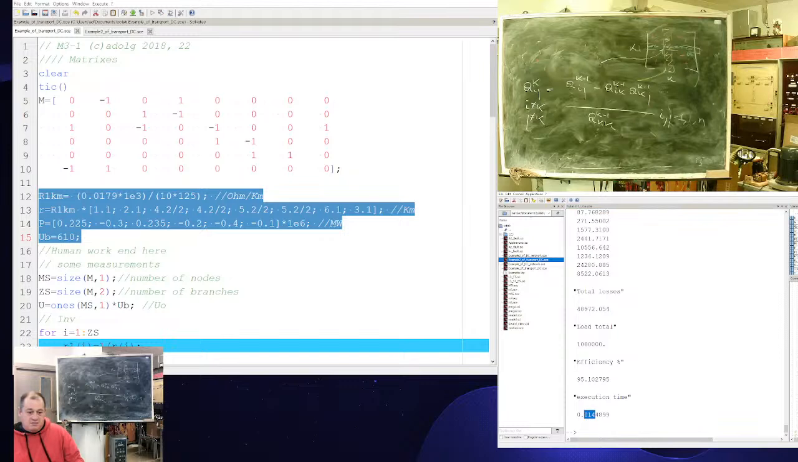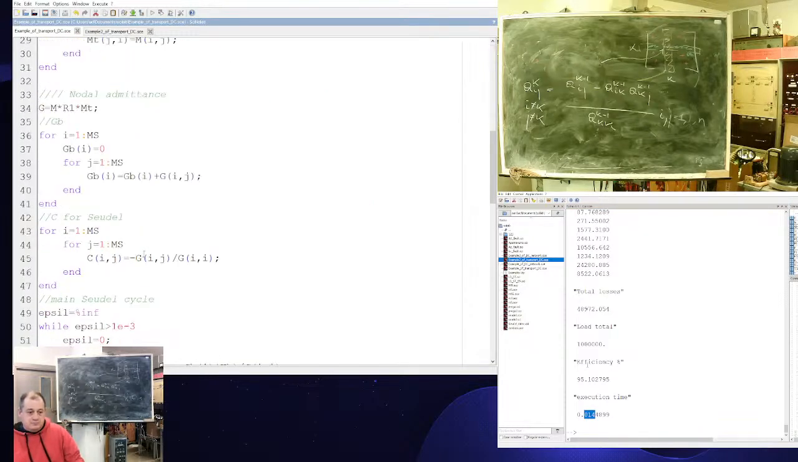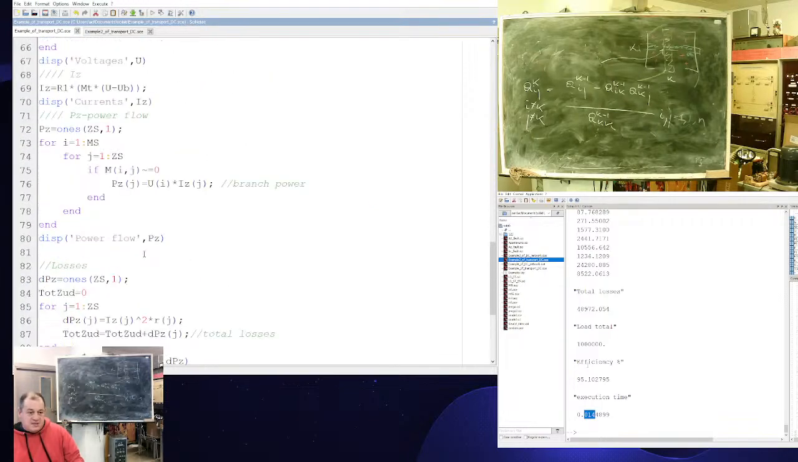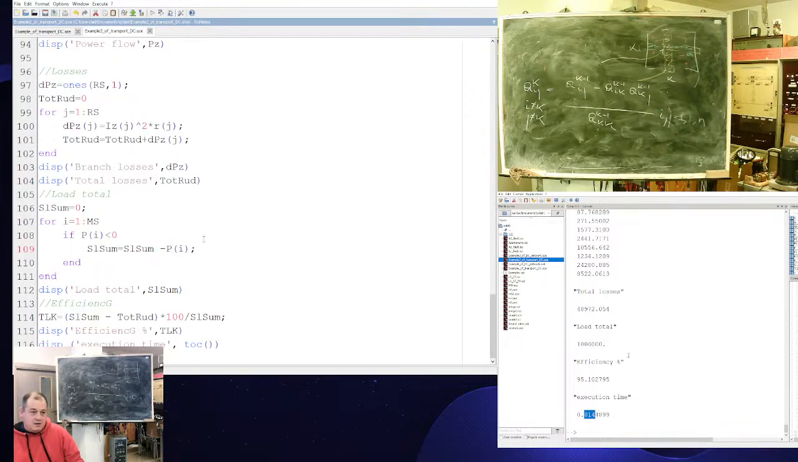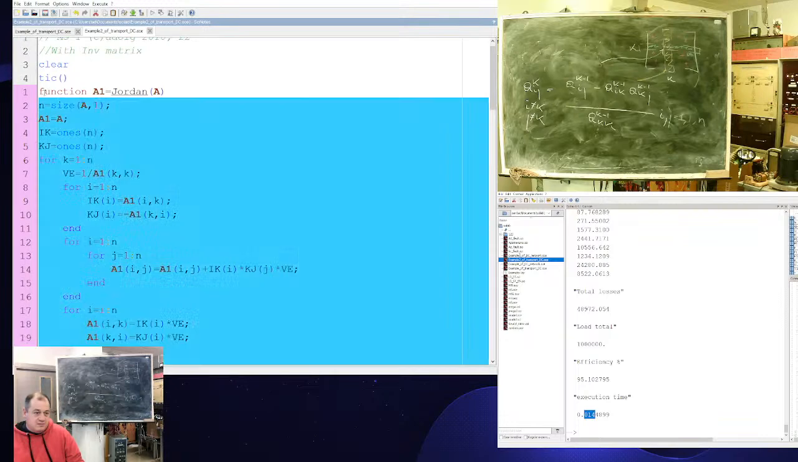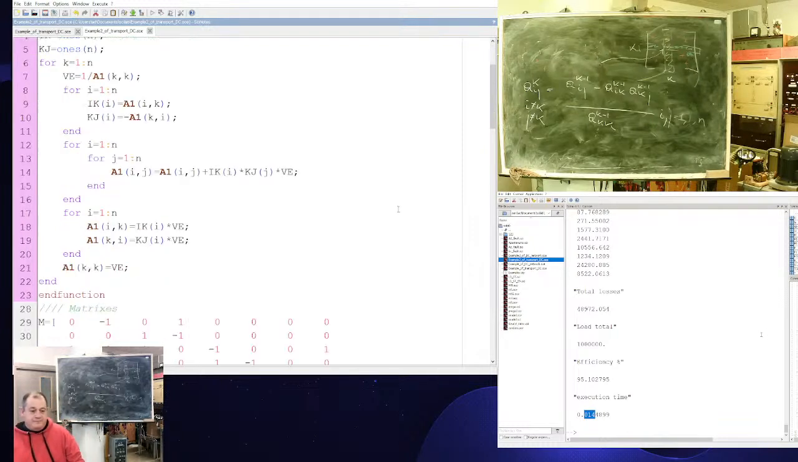It's, let's say, my favorite. But it's more complex. To perform it, you need this nice Jordan function to obtain the inverse nodal admittance matrix. That's it.